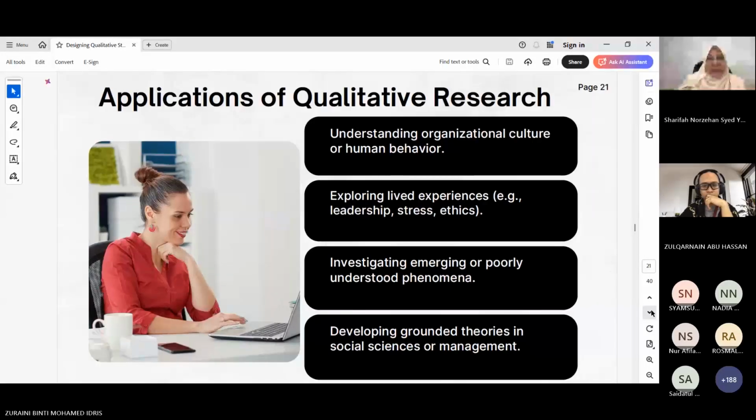Okay. So normally qualitative research can be used in the context of understanding organizational culture or human behavior, all right? Exploring lived experiences, like leadership, stress, ethics, investigating emerging or poorly understood phenomena, and developing grounded theories in social sciences and management. Next.